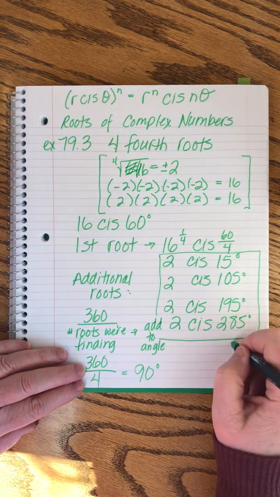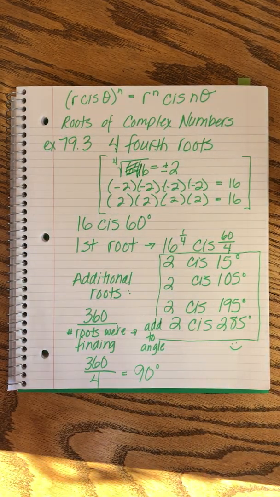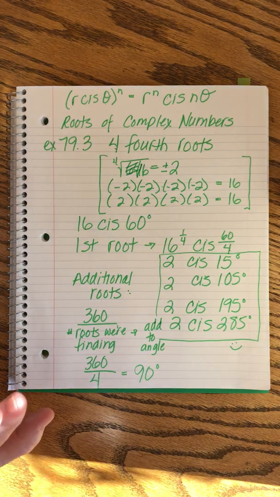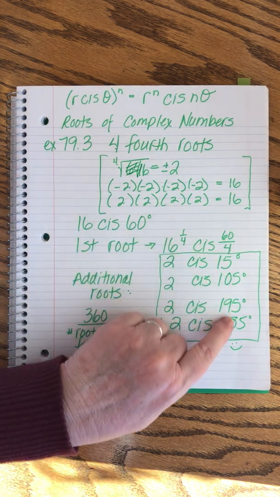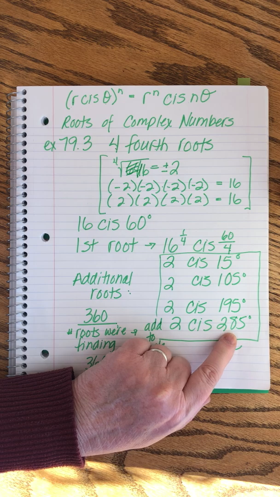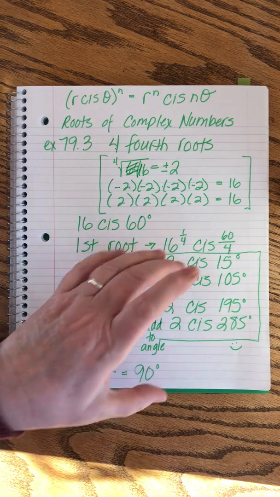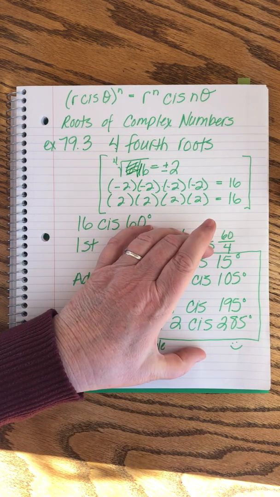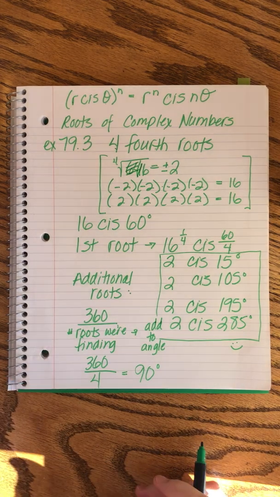Notice that it worked out so that all of these angles fall within the first 360. That will always be the case. Just because of the way we're doing this calculation, we will never go over 360. Notice if I added 90 one more time, I would be at 375. Too big. So this calculation is set up so that our angles will all fall within the first 360 degrees. We don't have to think about it or worry about it.